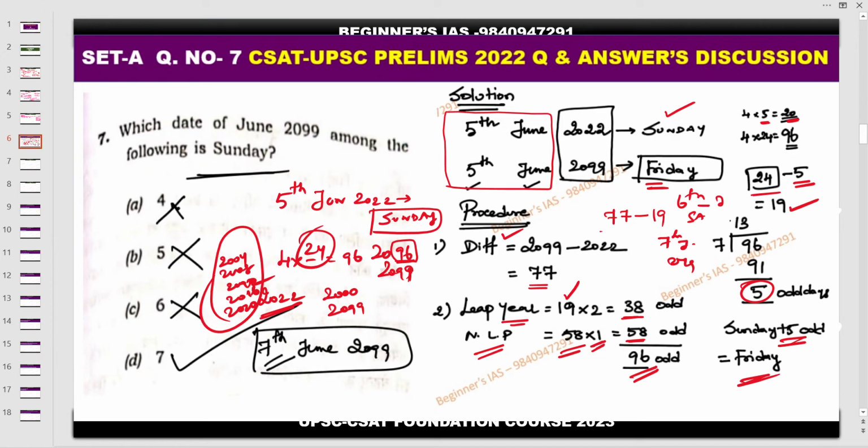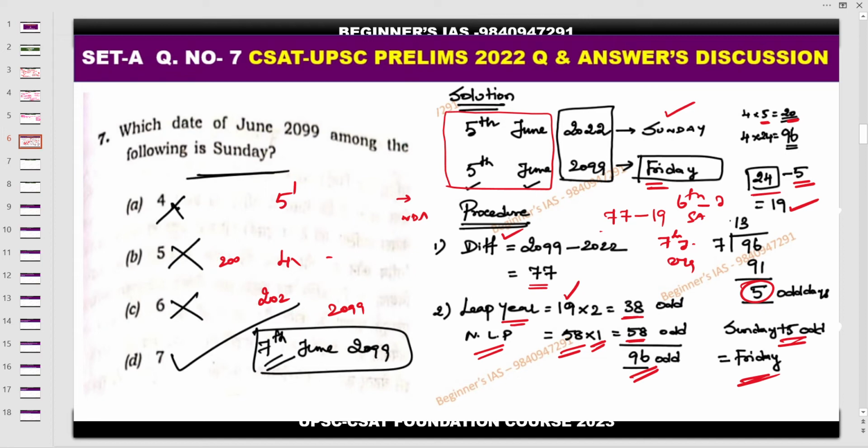Understood? Yes or no? So I have done it in this method only, to see whether we are getting the same answer or not. Have you seen any institution's explanation? Nowadays, institutions are also providing the shortcut method in their explanation. If you want, you can go through it.